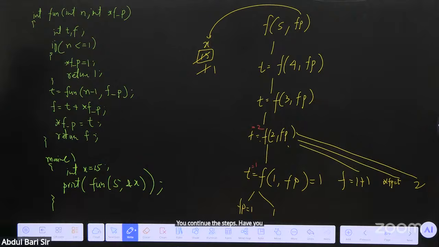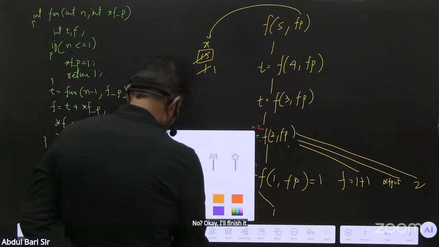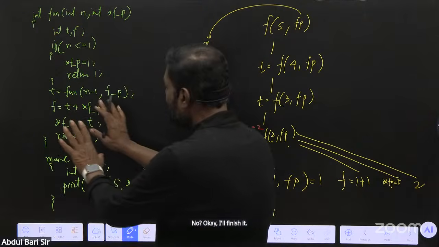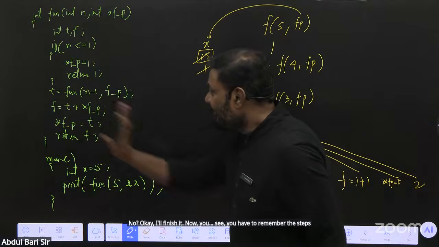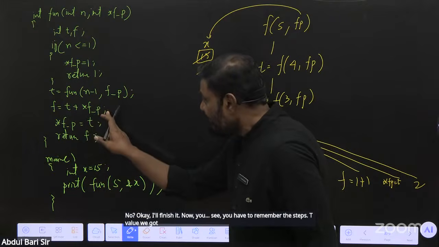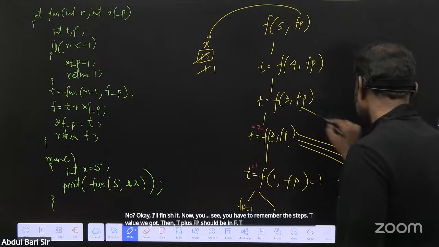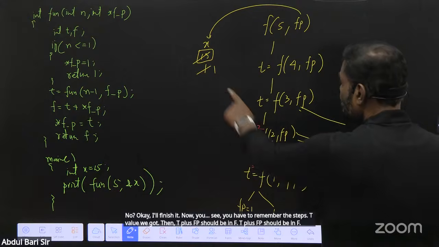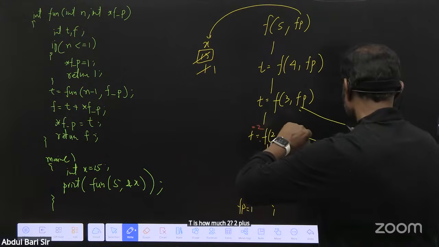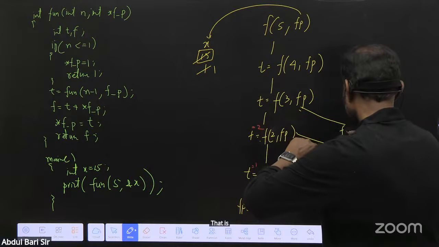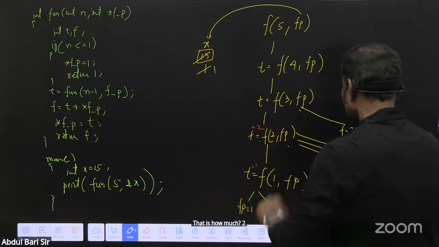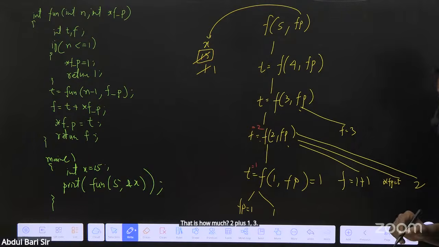Have you got it? You got the answer? No? Okay. I'll finish it. Now, you have to remember the steps. T value we got. Then T plus FP should be in F. T is how much? 2. 2 plus FP is what? 1. That is how much? 2 plus 1, 3. 3 is in F.